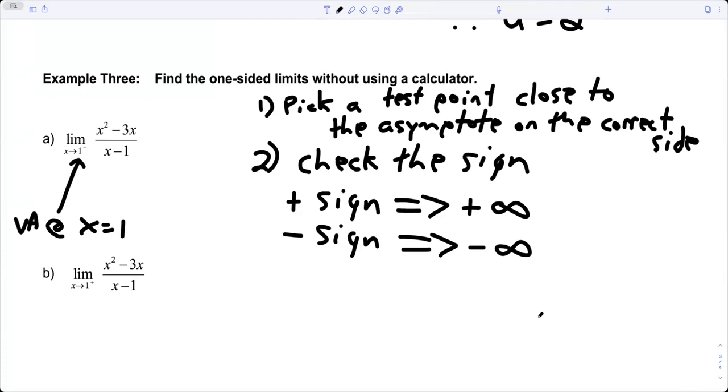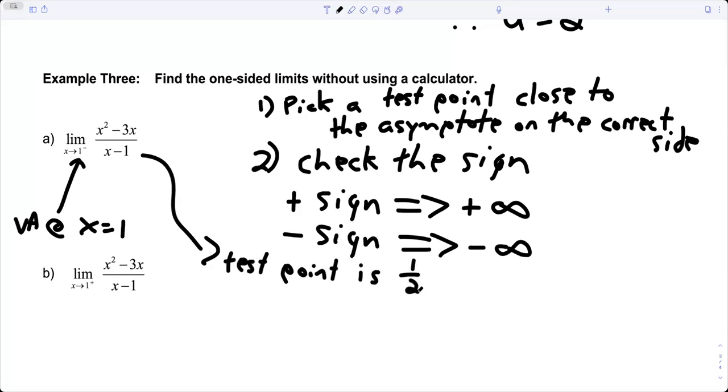This is the limit as x goes to 1 from the negative side. So I'm going to pick a test point on the left side of 1. Let's say the test point is 1/2. Why did I pick 1/2? Well, it's close to 1, and numerically, it's on the left side of 1.